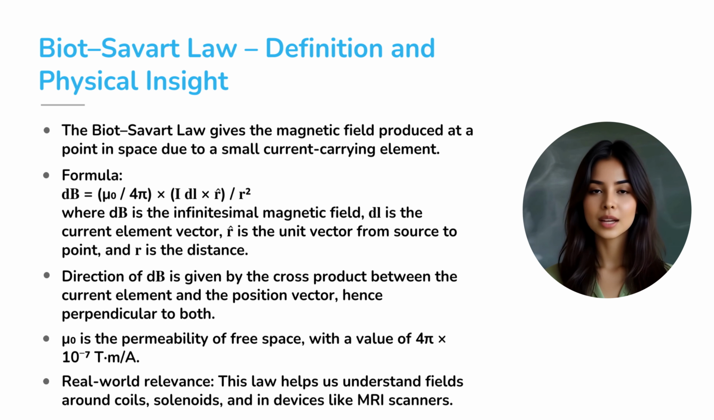How do we actually calculate the magnetic field from a piece of wire carrying current? That's where the Biot-Savart law comes in. This law allows us to determine the magnetic field at any point in space due to a small current-carrying segment, what we call a current element. Here's the formula: dB equals mu naught divided by 4 pi multiplied by I dl cross r hat divided by r squared. In this expression, dl is the small vector element of the wire, r hat is a unit vector from the wire to the observation point, and r is the distance between them.